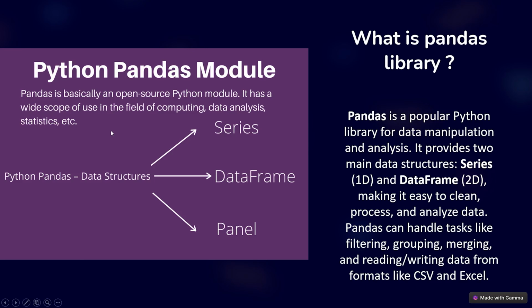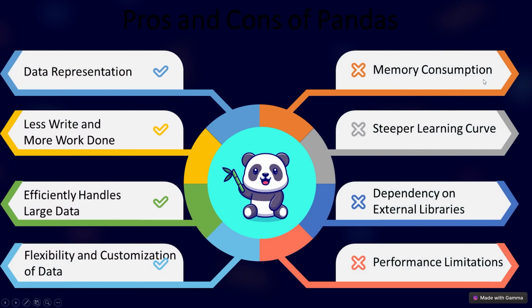And in total, we've got three different types of data structures, which are going to be Series, DataFrame, and Panel. Let's speak about the cons and pros of Pandas.